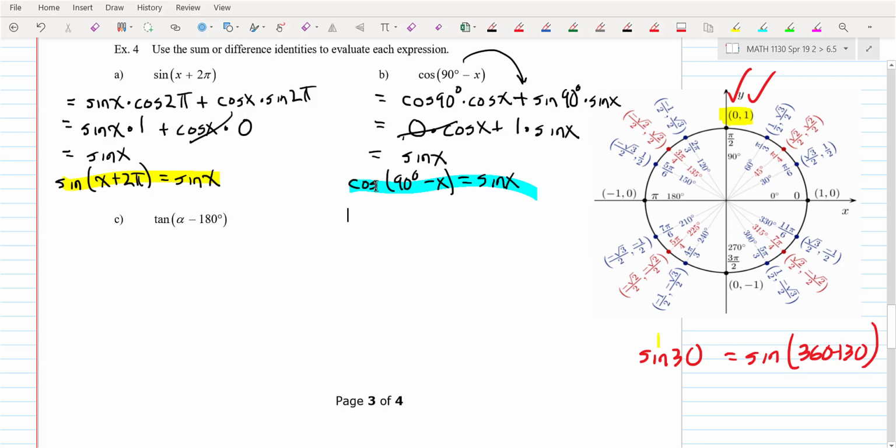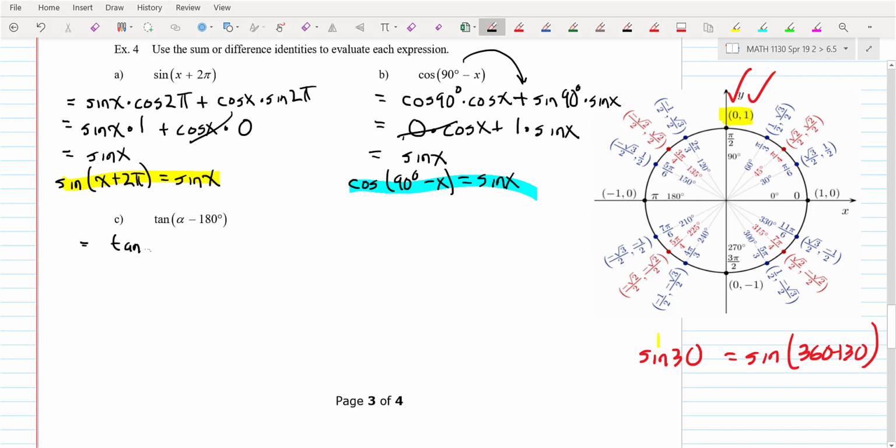Okay, so it's derived. One way to derive that is through the cosine sum identity. So you've seen that identity before. You really have. Okay, all right. So the next one we'll do a tangent identity on. And the tangent identity for a difference goes like this.